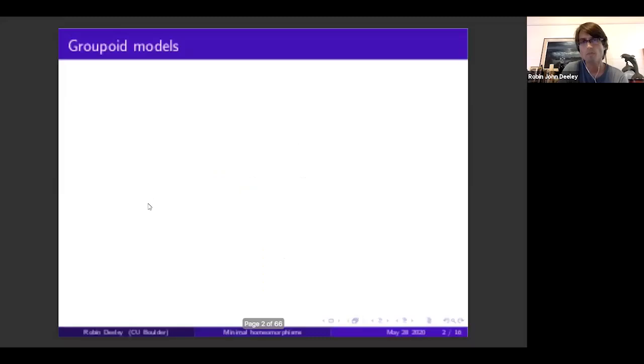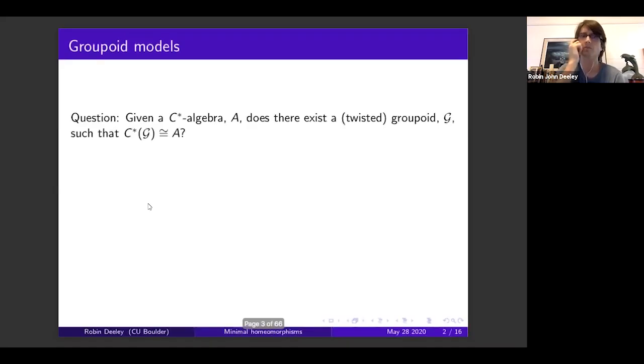Okay, so this all stems from a general C-star algebra question. I'm going to be a little bit vague about it, but given a C-star algebra, we can ask whether there exists a maybe twisted, maybe not twisted, groupoid that realizes that C-star algebra. I'm going to refer to this as a groupoid model for the C-star algebra. So C-star of the groupoid is isomorphic to A.